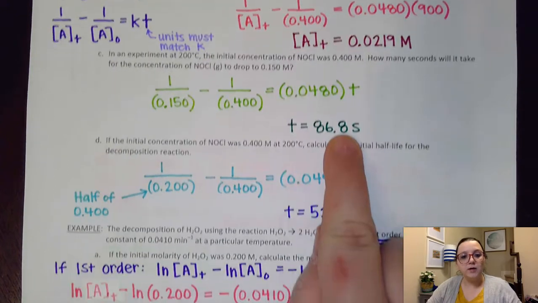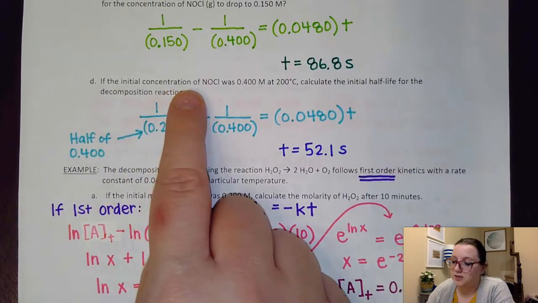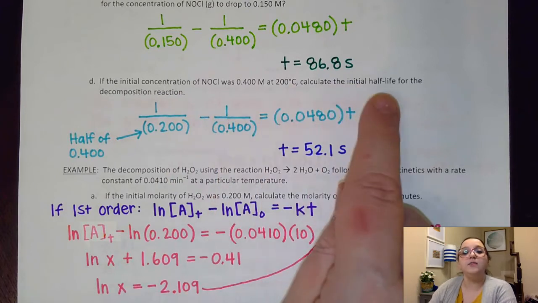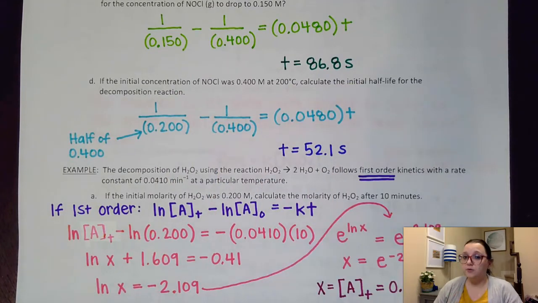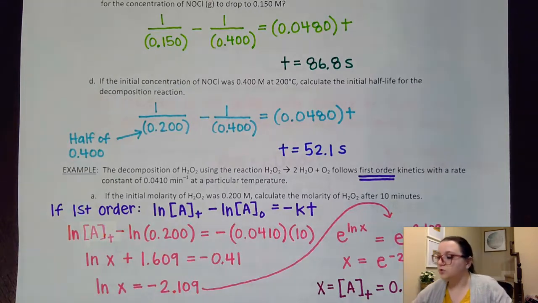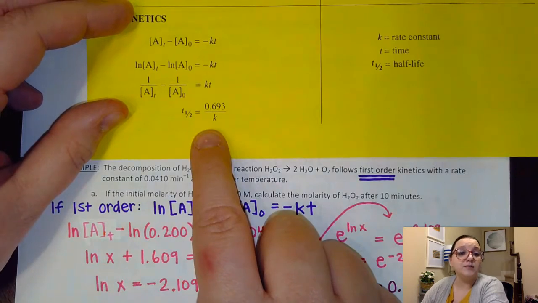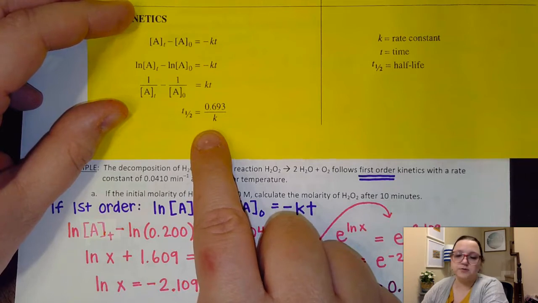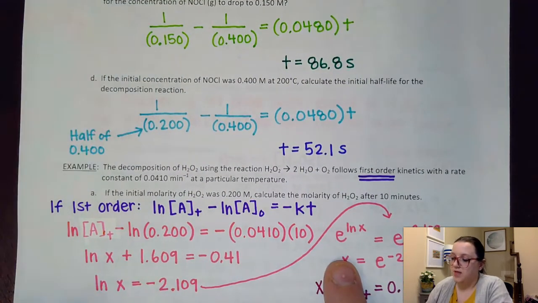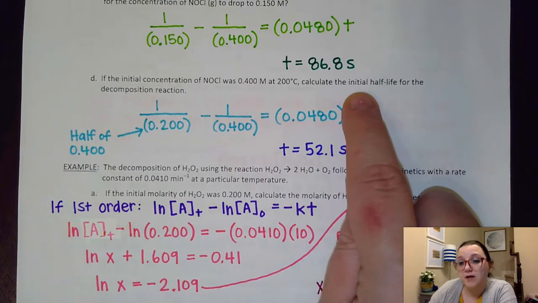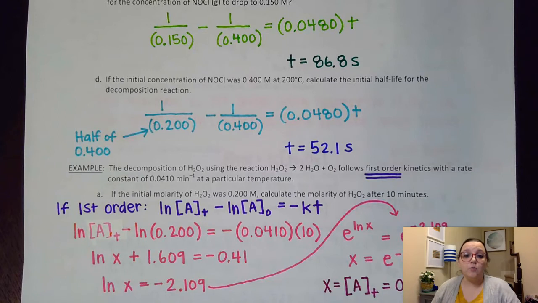Now this last one says, if my initial concentration again was 0.4 molarity, calculate the initial half-life. This one is second order. So remember, I cannot use the half-life equation that's on the chart, because that half-life equation is only true for first order. It's not true for second order. Also notice they asked us about the initial half-life, because for a second order reaction, the half-life changes as the reaction progresses. So this is only what that first initial half-life would be.